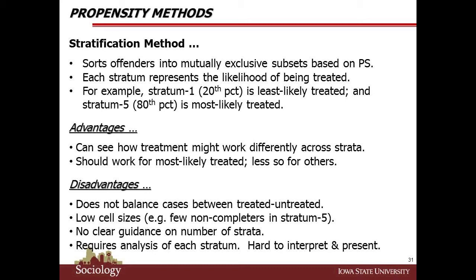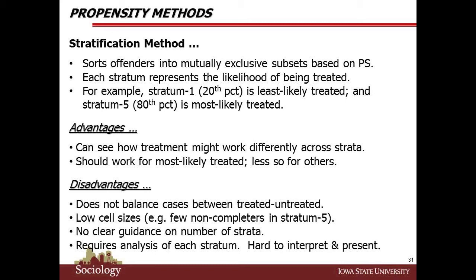Typically you run your analysis on each stratum, on the least likely to be treated and the most likely to be treated. What you want to find out is, does treatment have an effect on recidivism for those least likely to be treated, and does it have an effect for those most likely to be treated? You can compare the differences. What you should find is that treatment works very well for the most likely to be treated, the 5th quintile, and treatment should not matter for the 1st quintile, the least likely to be treated.